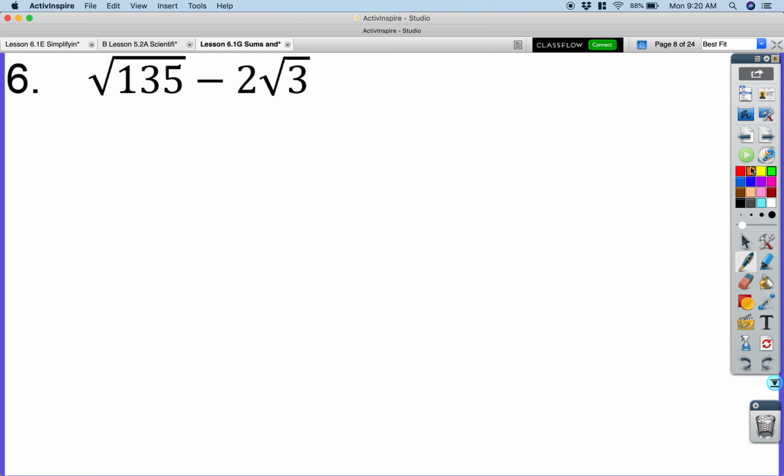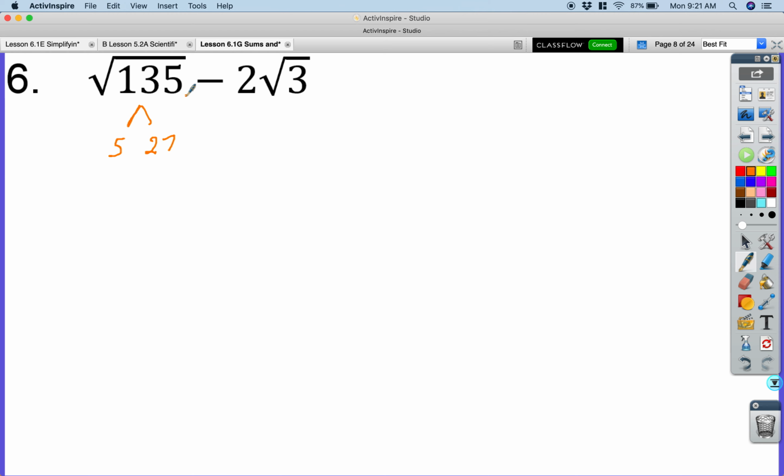Alright, same idea now, guys. I have radical 135 minus 2 radical 3. And some might say, hey, I can't add or subtract these at the moment. Well, that might be true, but let's go ahead and break it down to make sure. So if I were to divide these, let's see, 135, that's divisible by 5. And 5 times 27. 27 is what breaks that down.